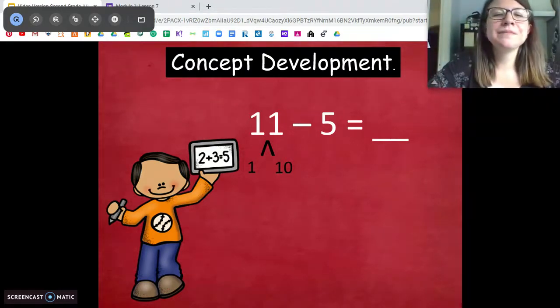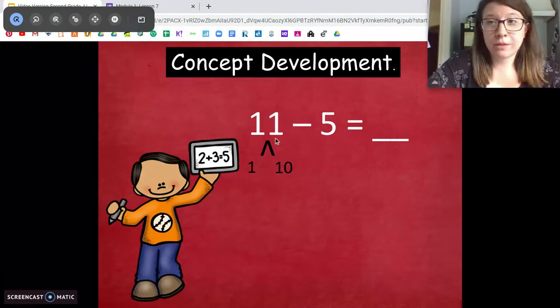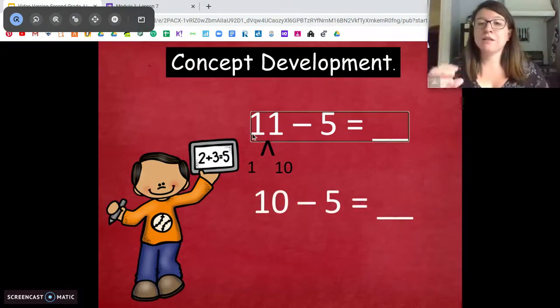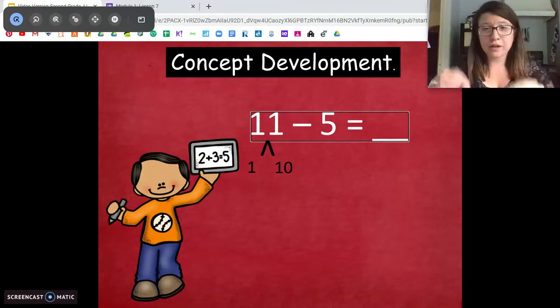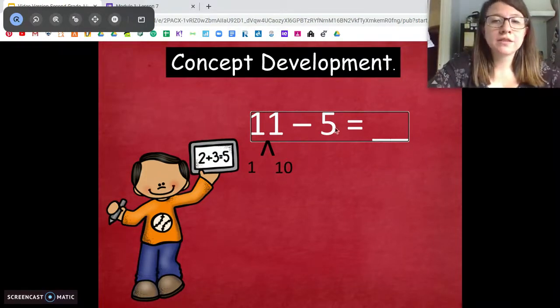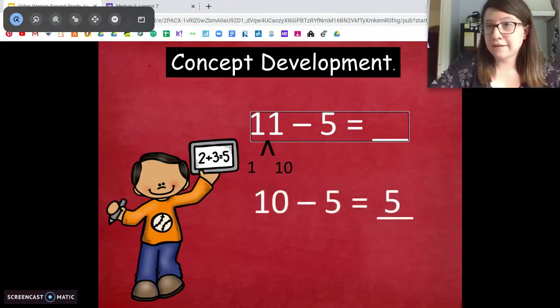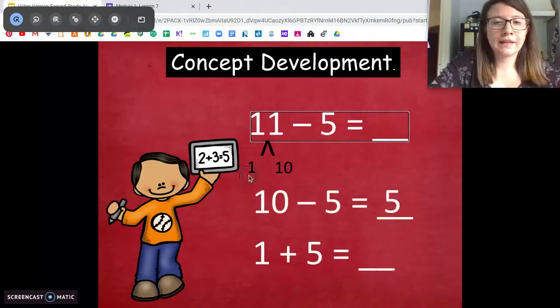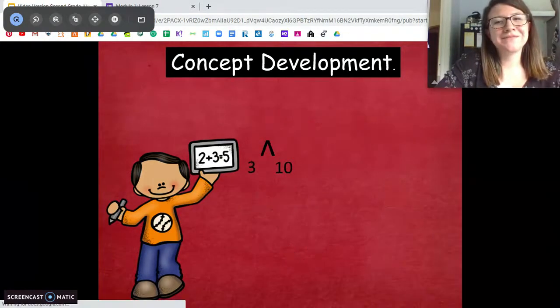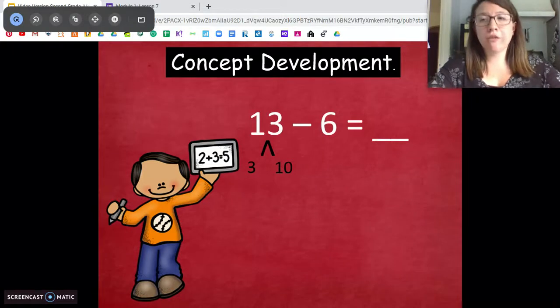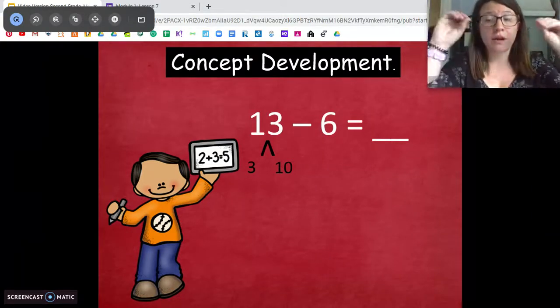Ready? Okay. Same thing with 11. We take out the 10. So we know 11 is 10 plus 1 extra 1. So we're going to solve for the fast fact we know, 10 minus 5. 10 minus 5 is 5. Then we got to add in that extra 1 and get 6. 11 minus 5 is 6. Again, try this one on your own. Pause, unpause when you're done.